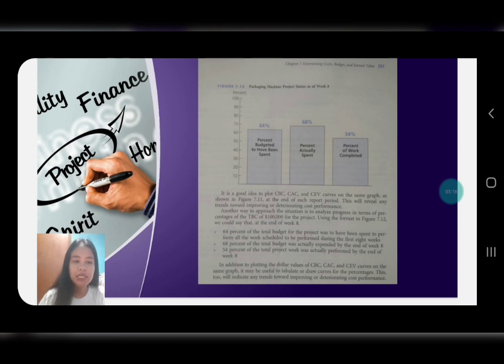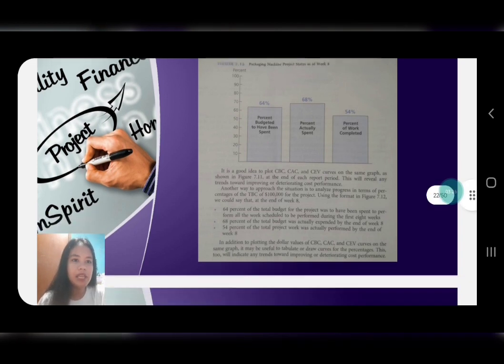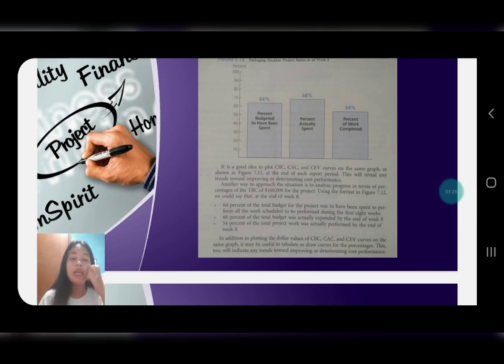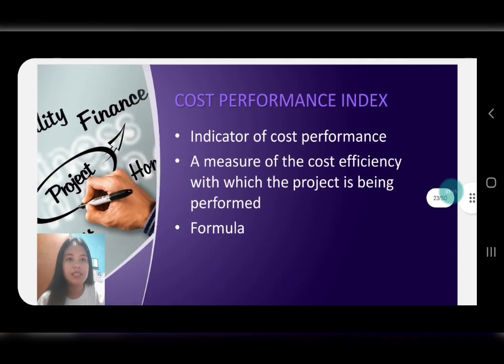So in addition to plotting the peso values of the CBC, CAC, and CEV curves on the same graph, it may be useful to tabulate, since the plotted curves of each percentage may indicate trends toward improving or deteriorating cost performance. We are analyzing the cost performance here, so it would be better if we could present graphs like this. That would be the best example for it.